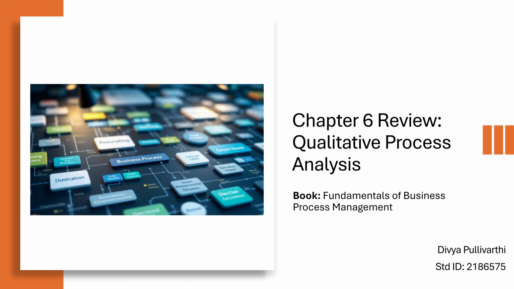Everyone, my name is Divya, and today we are diving into Chapter 6, Qualitative Process Analysis. In business process management, we spend a lot of time mapping out what happens in a process, but this chapter teaches us the art of figuring out why it works, or more often, why it doesn't. We'll be looking at the key tools business analysts use to transform a tangled process into a streamlined one.